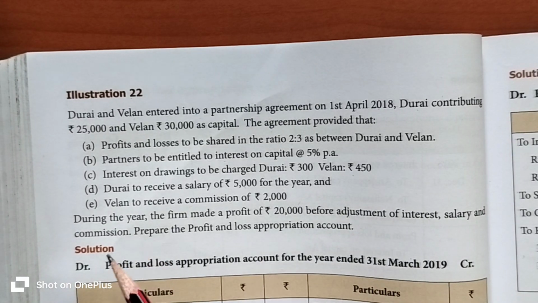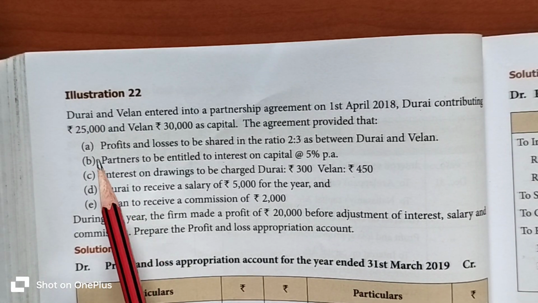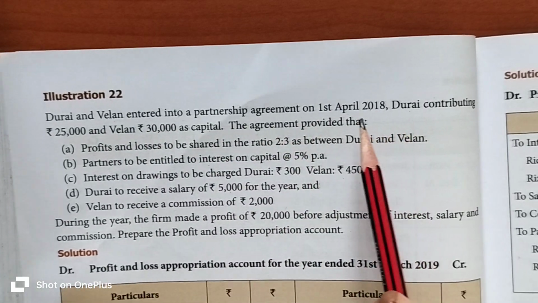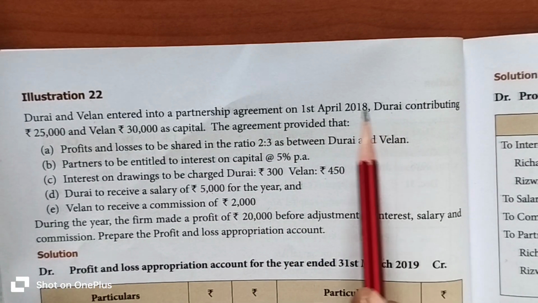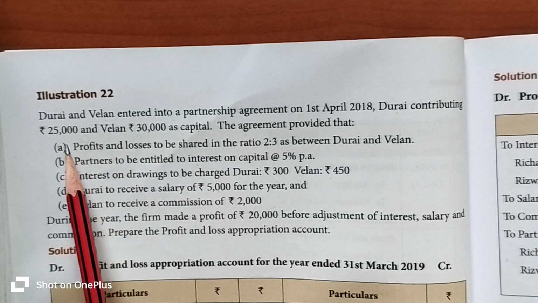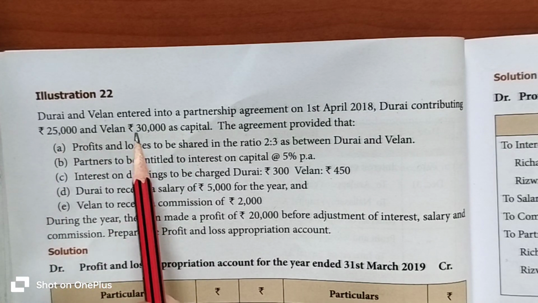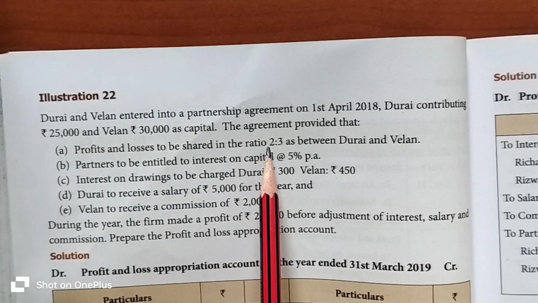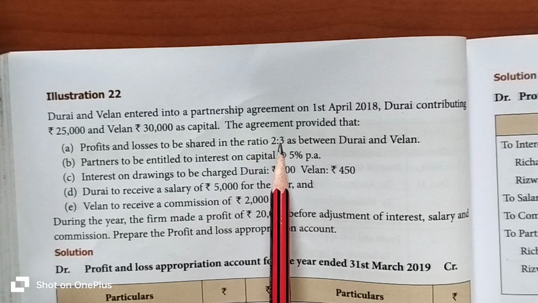Hi students, 12th Standard Accountancy, Chapter 3, Illustration 22. Durai and Velan entered into a partnership agreement on 1st April 2018. Durai and Velan contributed capital of 25,000 and 30,000 respectively. Profit and loss sharing ratio is 2:3.